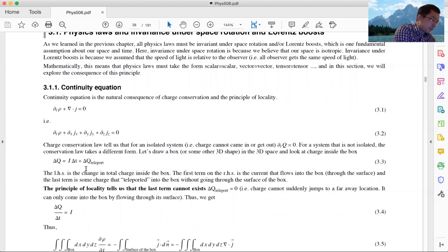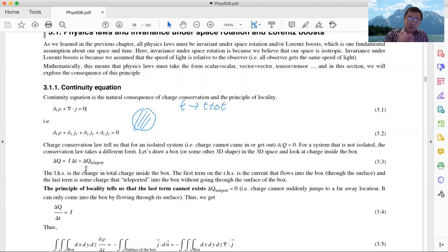Let's consider an example. Suppose I'm considering an area, this is my area, a 3D region, and I'm looking at the charge inside this 3D box. What is the total charge inside this box? More precisely, what I'm looking at here is the time variation of the charge inside this region in the time window t to t plus delta t, where delta t is a very small time scale.